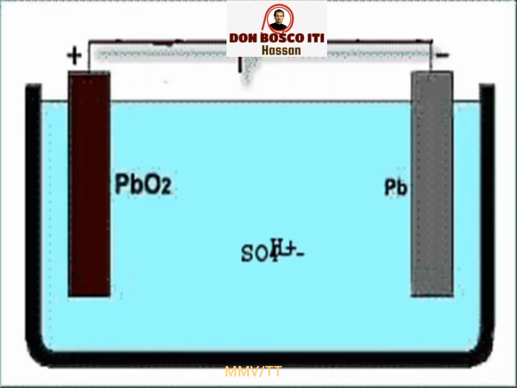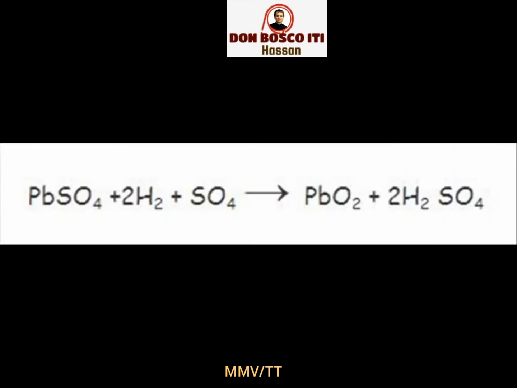Negative sulfate ions move towards the electrode connected with the positive terminal of the DC source, where they give up their extra electrons and become radical sulfate. This radical sulfate reacts with the lead sulfate of the anode and forms lead peroxide and sulfuric acid. Hence, by charging, the lead-acid storage battery cell becomes ready for discharging.